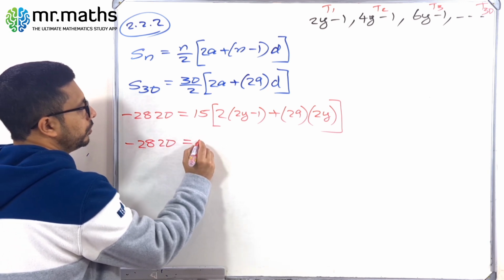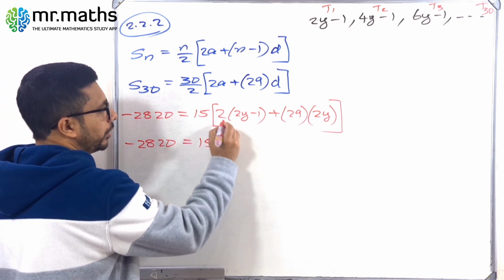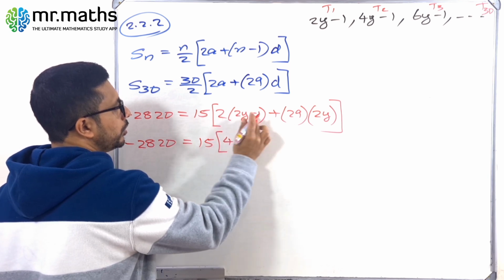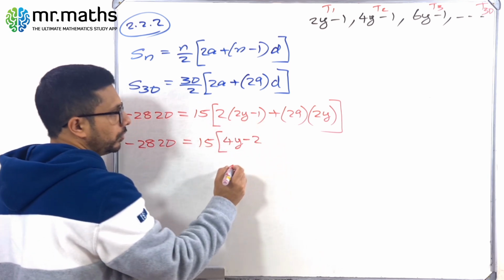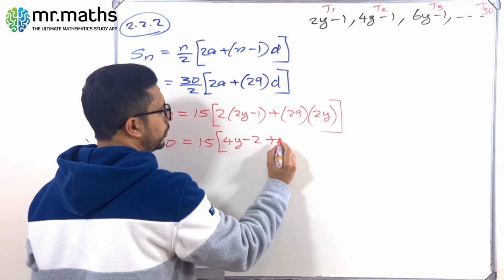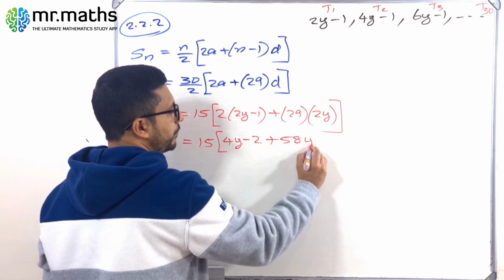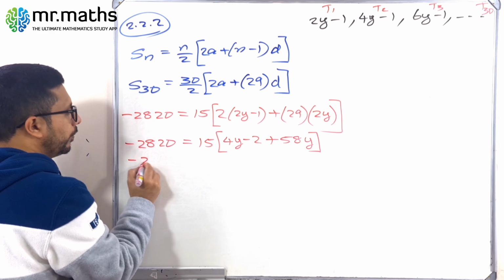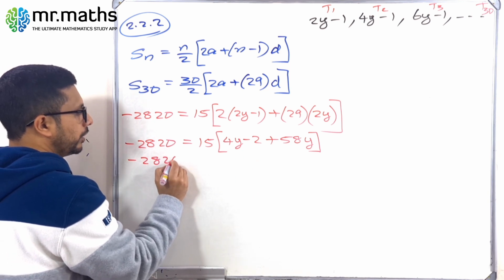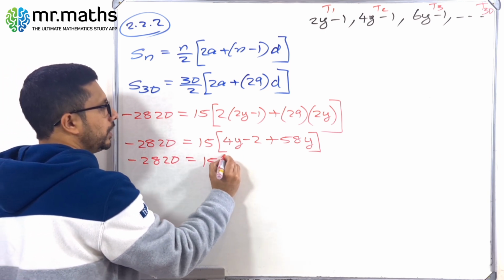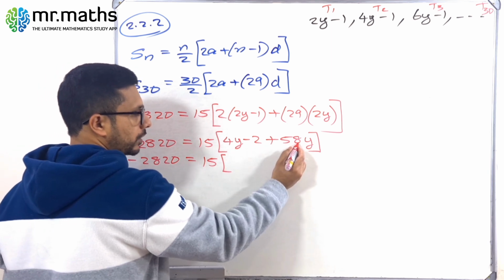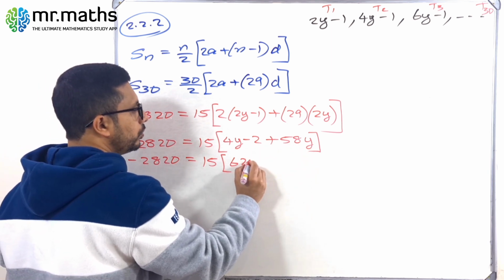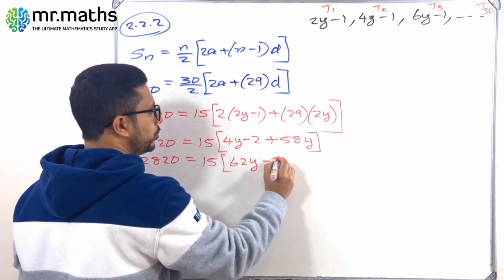Minus 2820 is equal to 15 times, now we can expand the bracket, 2 into 2y is 4y, 2 into minus 1 is minus 2, 29 times 2, in the previous question also we did, 58y. Okay, so now what is this one? Minus 2820 is equal to 15 times 4y plus 58y, like terms, so it is 62y minus 2.